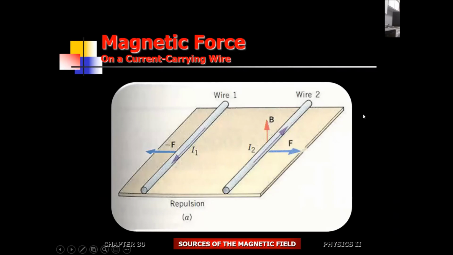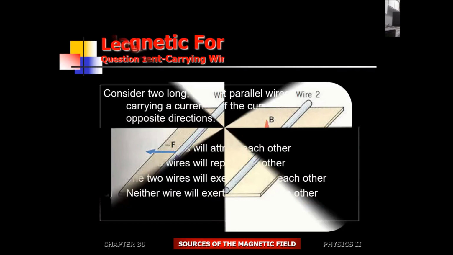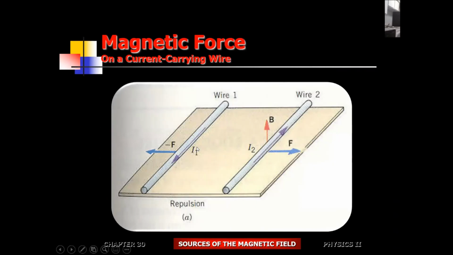If the currents are moving in opposite directions, the wires will appear to be repulsed from each other because the magnetic forces on each wire are going to be moving away from the other. So that's what we end up getting.